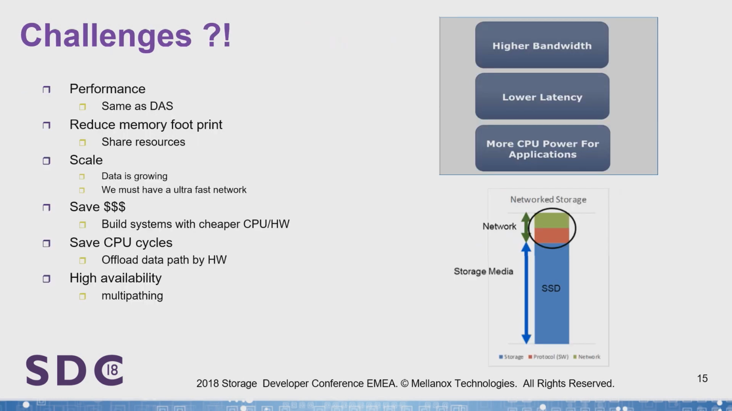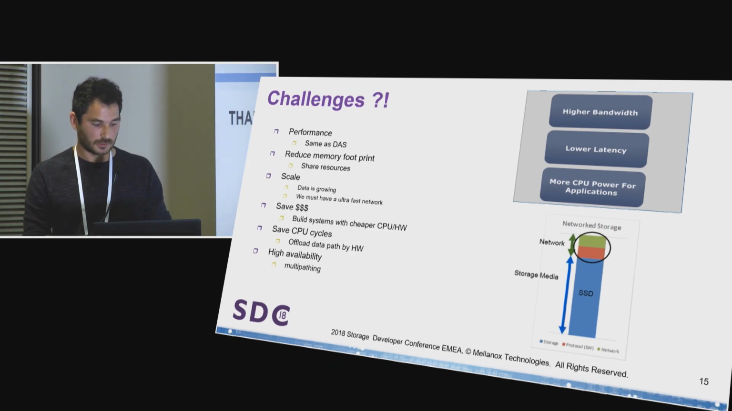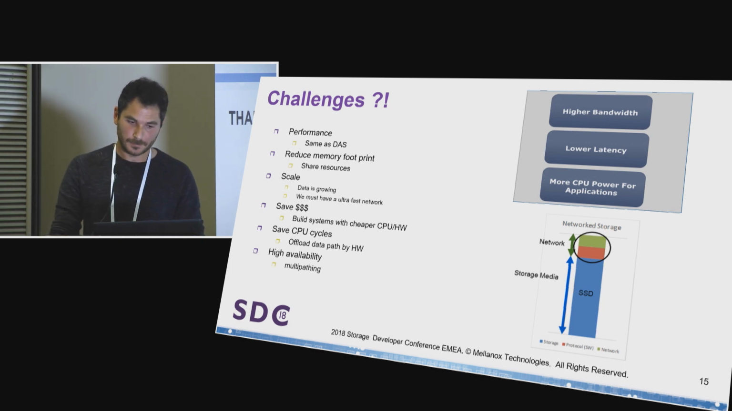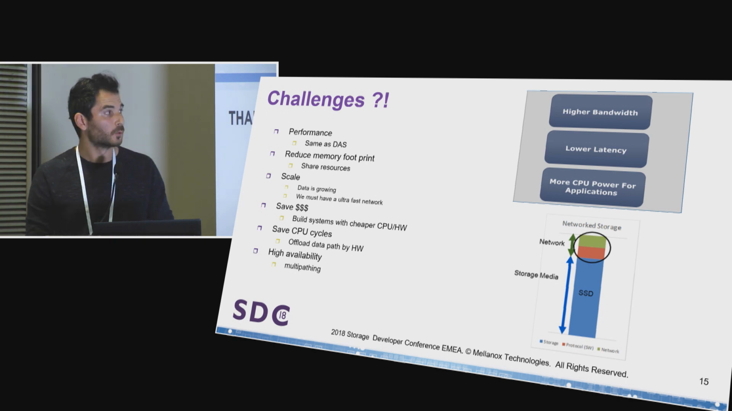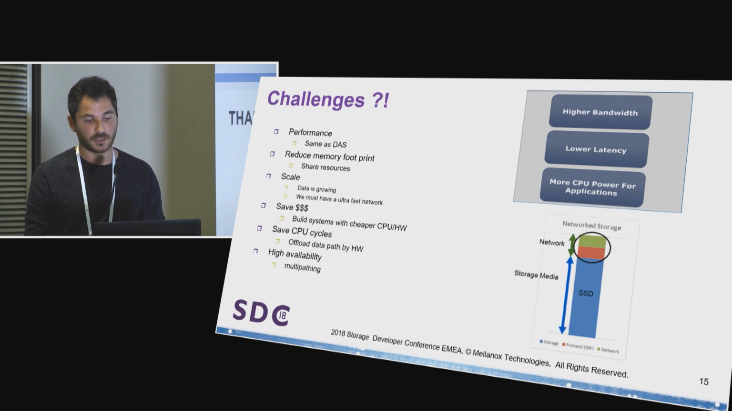So what are the challenges that we have in the storage world that we can find solutions for with RDMA? The main challenge is to maintain the performance that we have with direct attached storage. The second challenge is to reduce the memory footprint. This can be done by sharing resources. Another challenge is to scale.